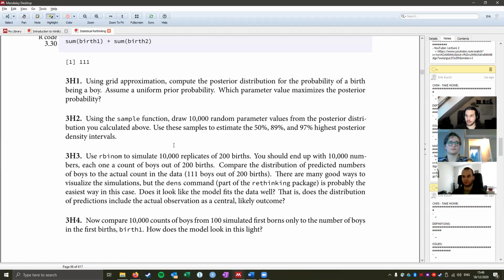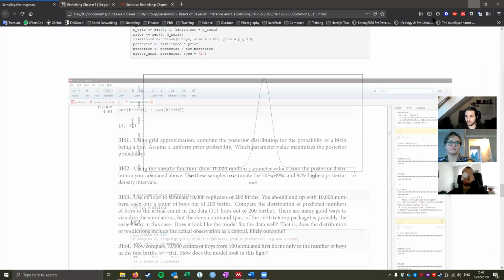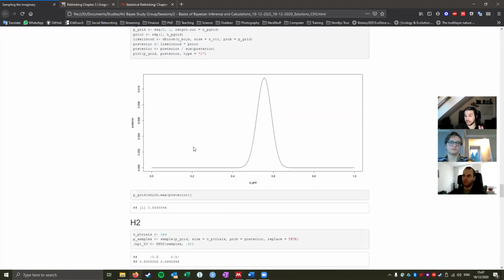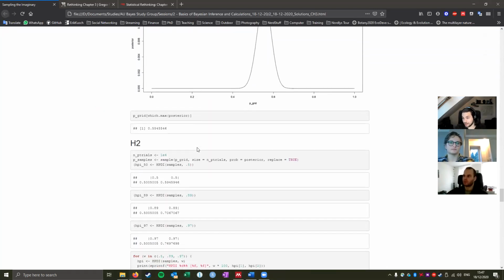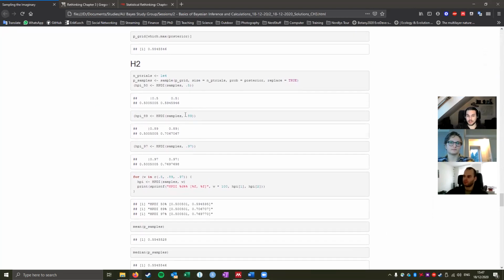So I'm going to go a bit quick here. Interrupt me if anything doesn't make sense, because I can see we're drawing close to the 4 p.m. deadline. So on question 2, using the sample function, we draw 10,000 random parameter values from the posterior distribution we just calculated. We then use these samples to estimate 50%, 89%, and 97% highest posterior density intervals. And this is where I definitely should have visualized them, but I haven't.